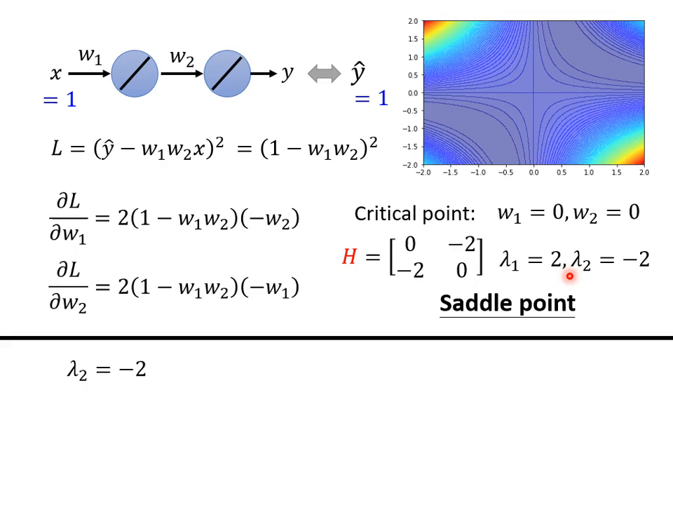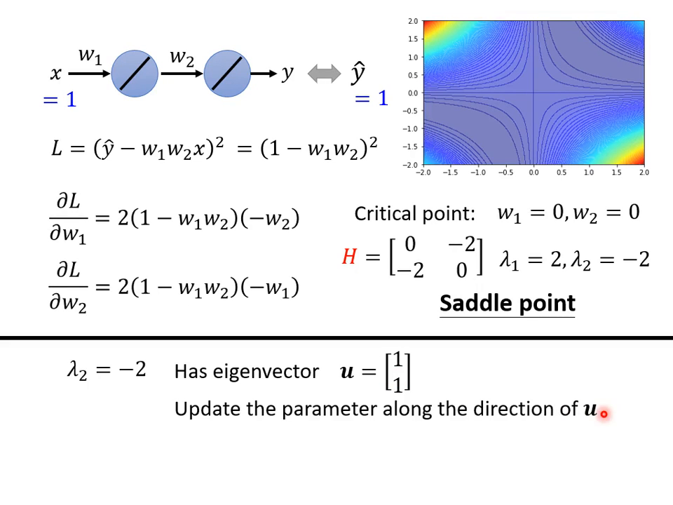This eigenvalue is equal to -2. What does the corresponding eigenvector look like? Well, there are many. In fact, there are infinitely many corresponding eigenvectors. Take one for example. 1, 1 is its corresponding eigenvector. Then we only need to follow the direction of u. Follow the direction of the vector 1, 1, 2.